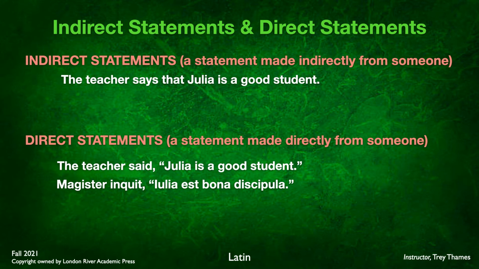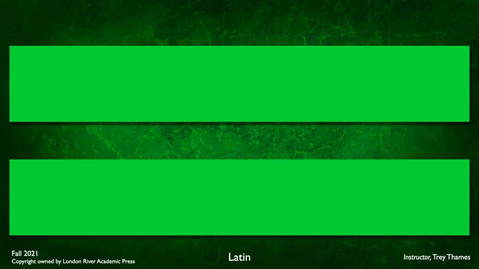In Latin, this is what it looks like. Magister dicit Iuliam esse bonam discipulam. The teacher, Magister, dicit, says, Iuliam esse, Julia to be, a good student, bonam discipulam. Now we're going to explain that construction here in just a second. Let's take a look at this.